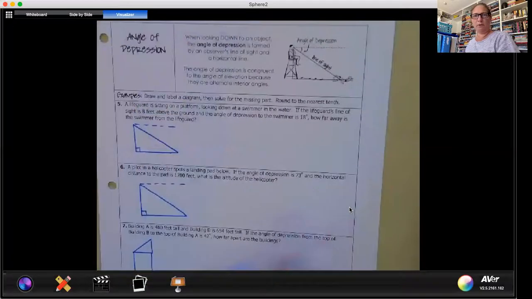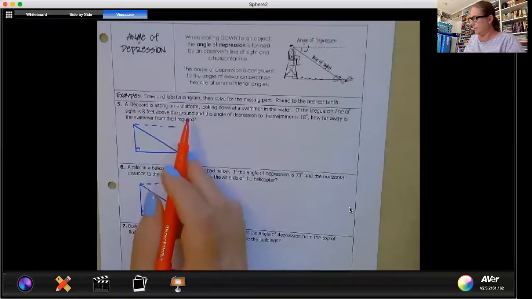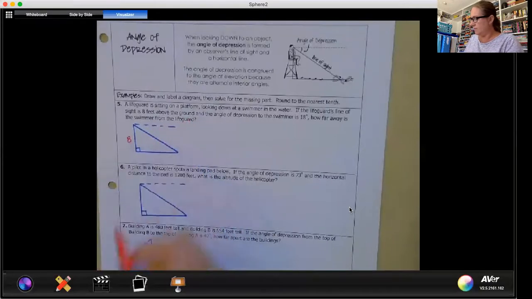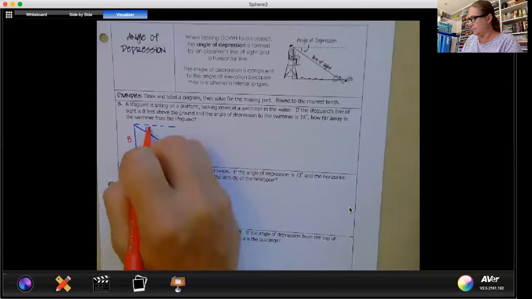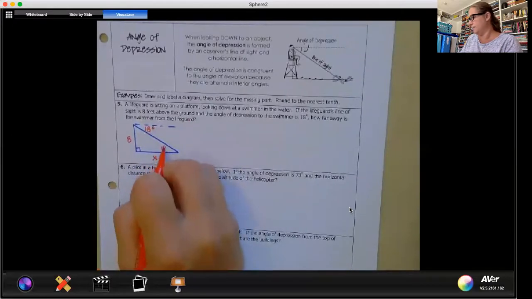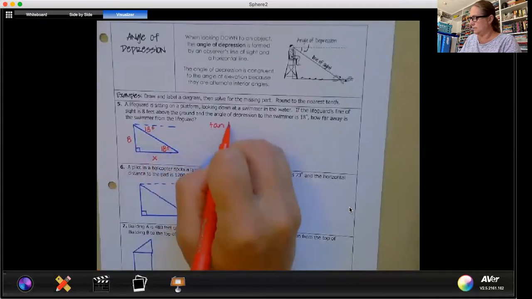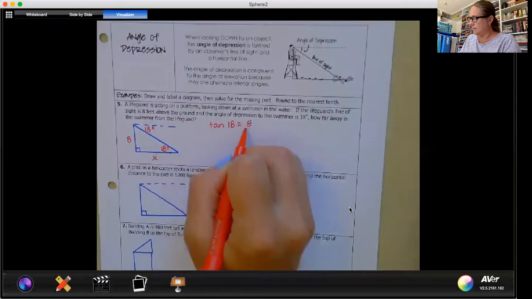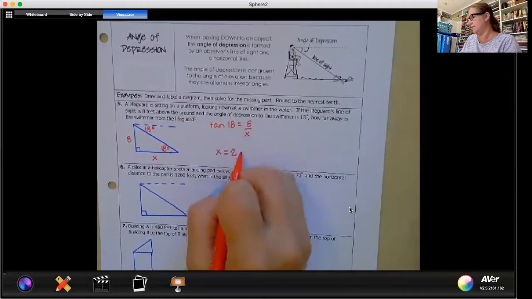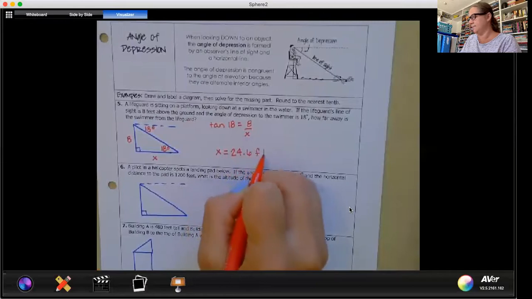Angle of depression, remember we're looking down. Angle of depression and angle of elevation are equal. A lifeguard is sitting on a platform looking down at a swimmer in the water. The line of sight is 8 feet above the ground, and the angle of depression is 18 degrees. How far away is the swimmer? Opposite and adjacent is tangent. X is on the bottom, so you divide 8 by tangent 18, which is 24.6 feet.